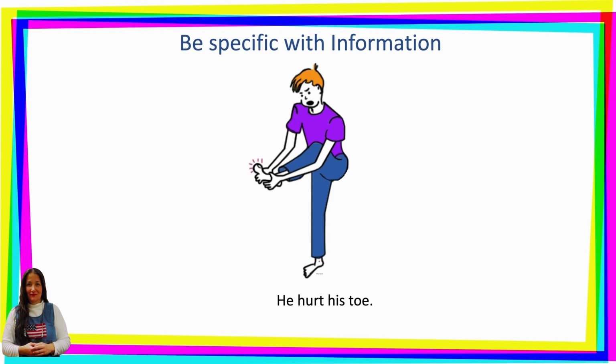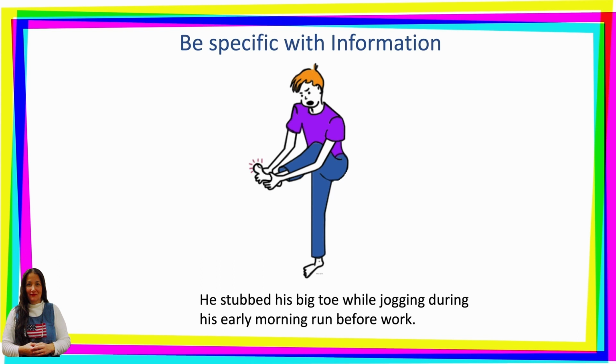Be specific with information. He hurt his toe. That's not enough information. That's not being very specific. He hurt his big toe. We can elaborate even further by saying, he stubbed his big toe while jogging. It tells how he hurt his toe and in what manner. He stubbed his big toe while jogging during the early morning run before work. Do you see all the detail? You know exactly what happened.